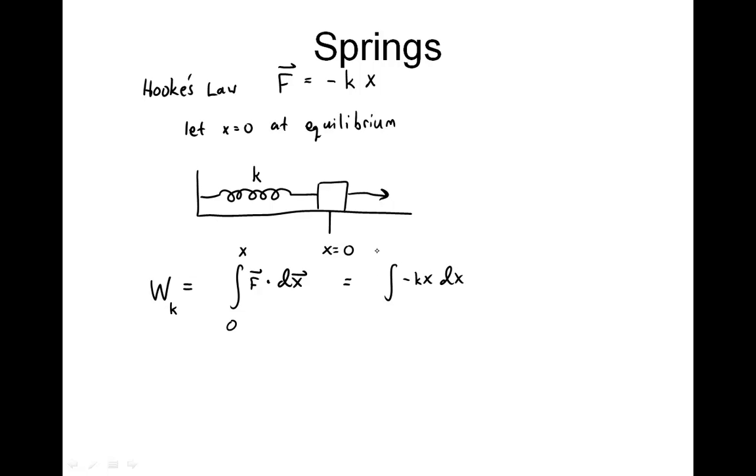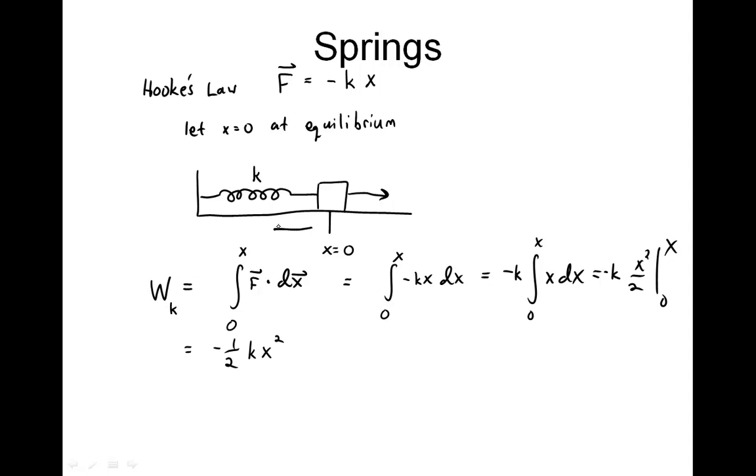The force is to the right, the displacement's to the right, so those dot products go to 1. We integrate from 0 to x. The minus k comes out. I'm left with the integral of x dx from 0 to x. And the integral of x dx is x squared over 2. Evaluate from 0 to x. When I put in a 0, I get 0, so it's just going to be x squared over 2. So the work done is minus 1/2 k x squared. Now if instead you're going from 3 to 7 instead of 0 to 4, you're just going to have different values, so you'll have to keep that in mind.